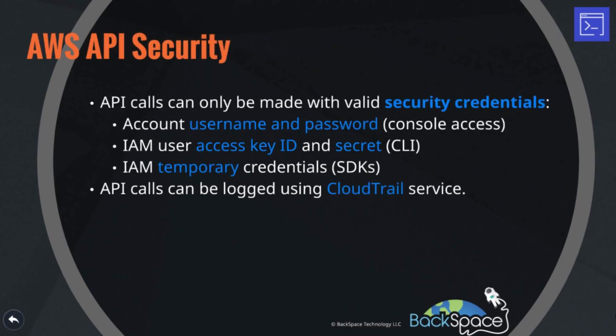API calls to AWS can only be made by authenticated users with valid security credentials. For example, if you're using the Management Console, you would have been authenticated through your username and password. If you're using the command line interface application on a remote computer, then you would need to download an access key ID and secret and use that for authentication with AWS.